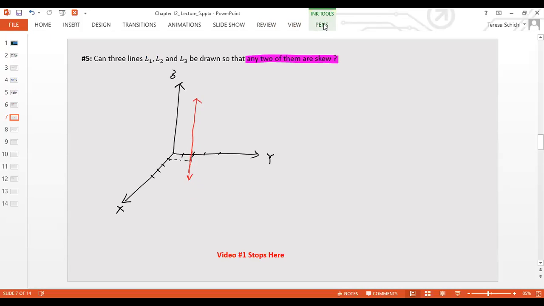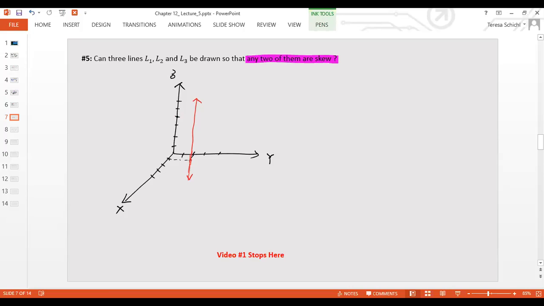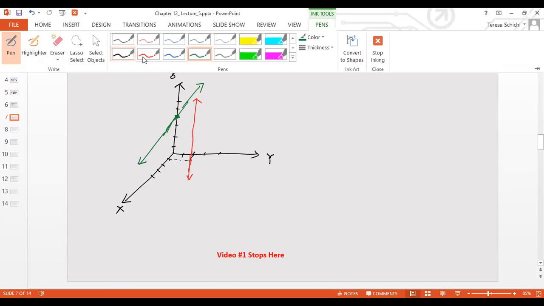Okay, so I can do another line here. 1, 2, 3, 4, 5, 6. Let's try to do another one. 1, 2, 3, 4. I do one that goes through the Z axis and is parallel to the x-axis.